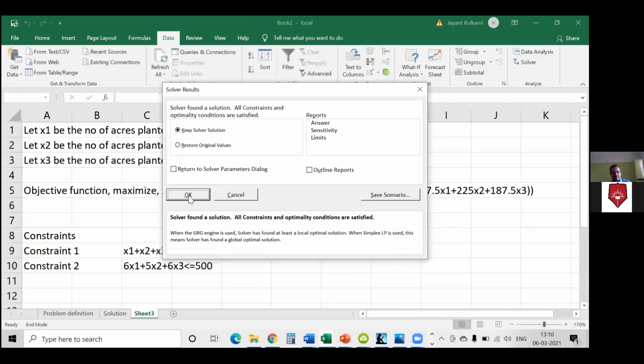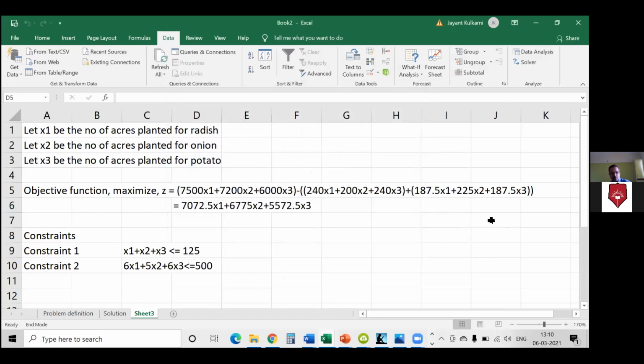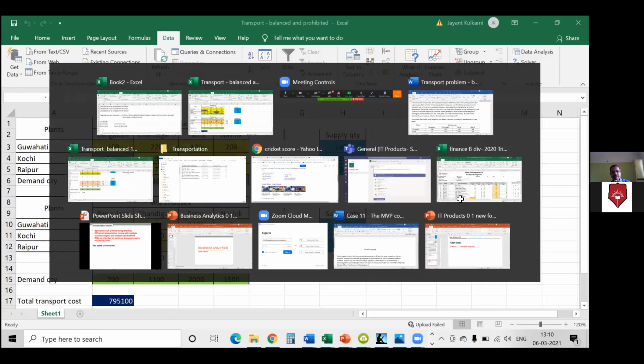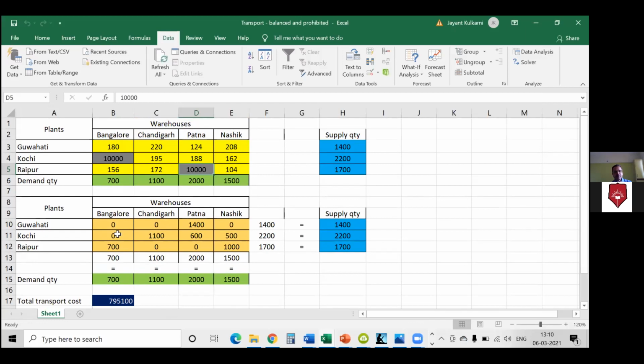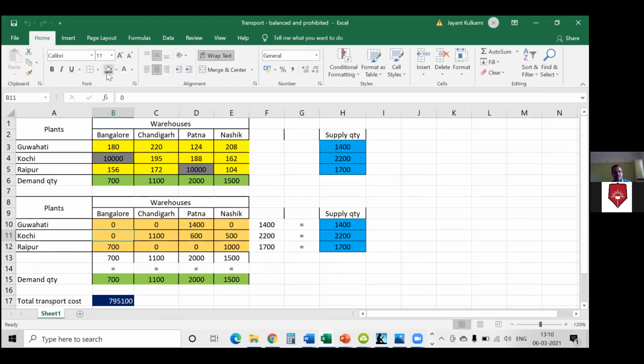You can again see that it has solved it. And now you will see that on the Kochi to Bangalore route, we are sending nothing. We are also sending nothing on the Raipur to Patna route. Why are we not sending? Because we put exorbitantly high cost here. And because we're not sending anything on these two routes, I'll highlight them with gray, 0 here and 0 here.